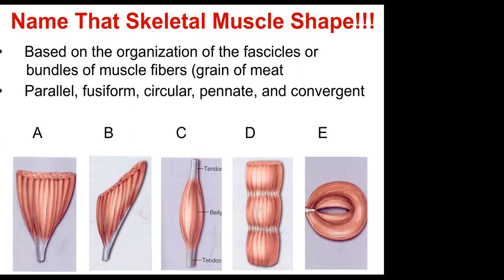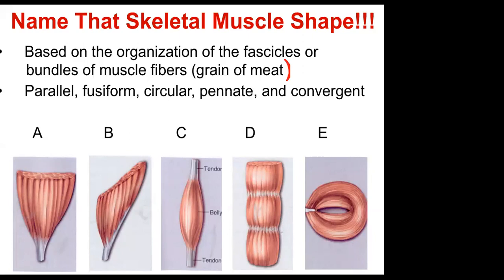And oftentimes, sorry for the non-carnivores out there, but hopefully it doesn't gross anybody out, but we can think of the fascicles as the grain of meat. So if we cut a steak and we cut with the grain, we're cutting in the same direction of the fascicles versus against it would be through the fascicles. So give you a second here.